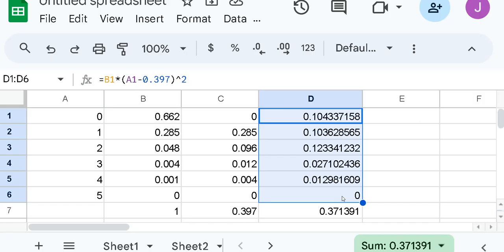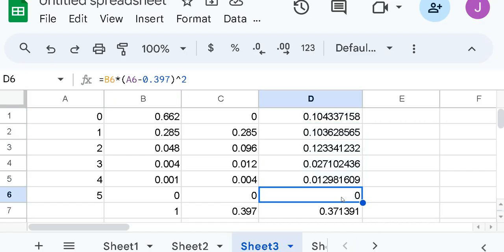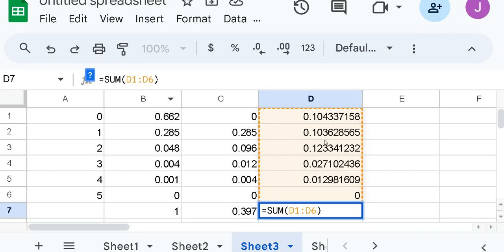Oz, I'll be happy to help you out with it afterwards. Ryan, question? Can you repeat how you got the 0.371391? You need to add up all of these. So you want to add up that column. All right? That's your variance, 0.371391.